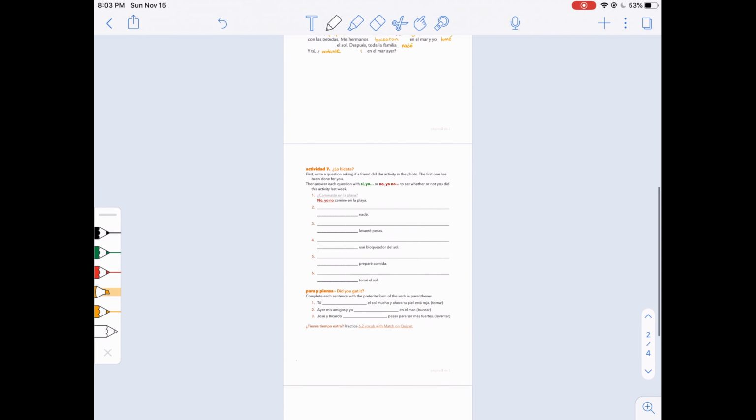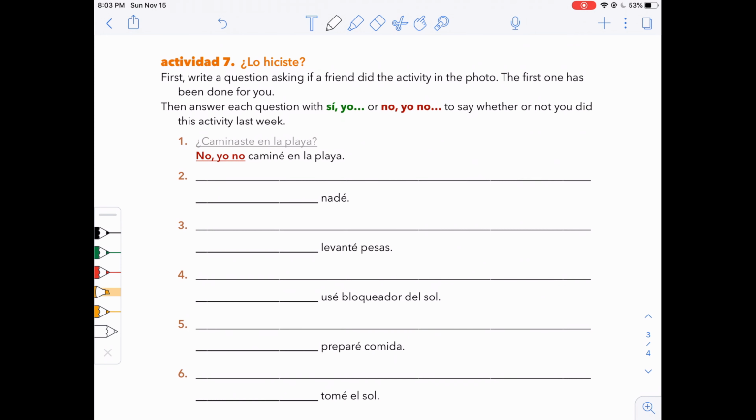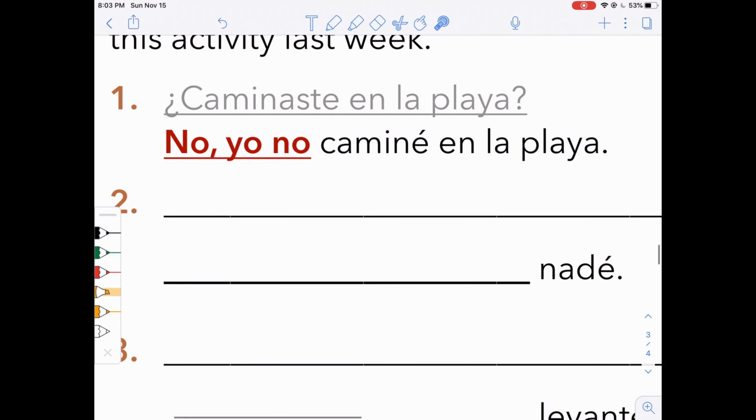Okay, excellent. That was activity 6. Now in activity 7, you're going to be asking a partner, hey, did you do this thing or did you not do this thing? So first, we're going to write the question, and then you're going to answer the question. So the first one has a picture of this guy walking along the beach. And so we want to ask, did you walk on the beach? ¿Caminaste en la playa last week? Say, oh no, yo no caminé en la playa. Now, that's making an assumption. Maybe you did. If you did, in fact, walk on the beach, you can change that, you can say, sí, yo caminé en la playa. But I didn't, and I'm no liar, so I'm going to leave that alone.